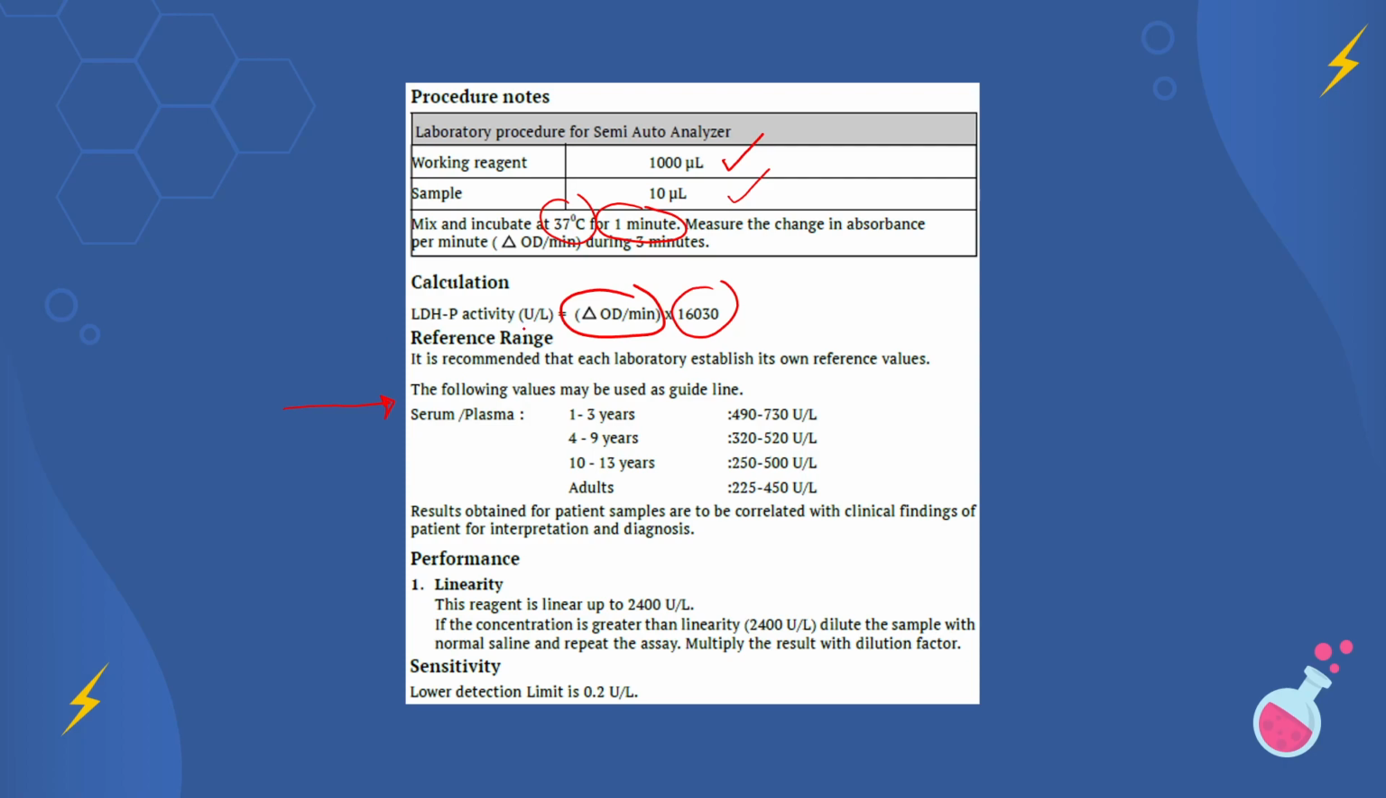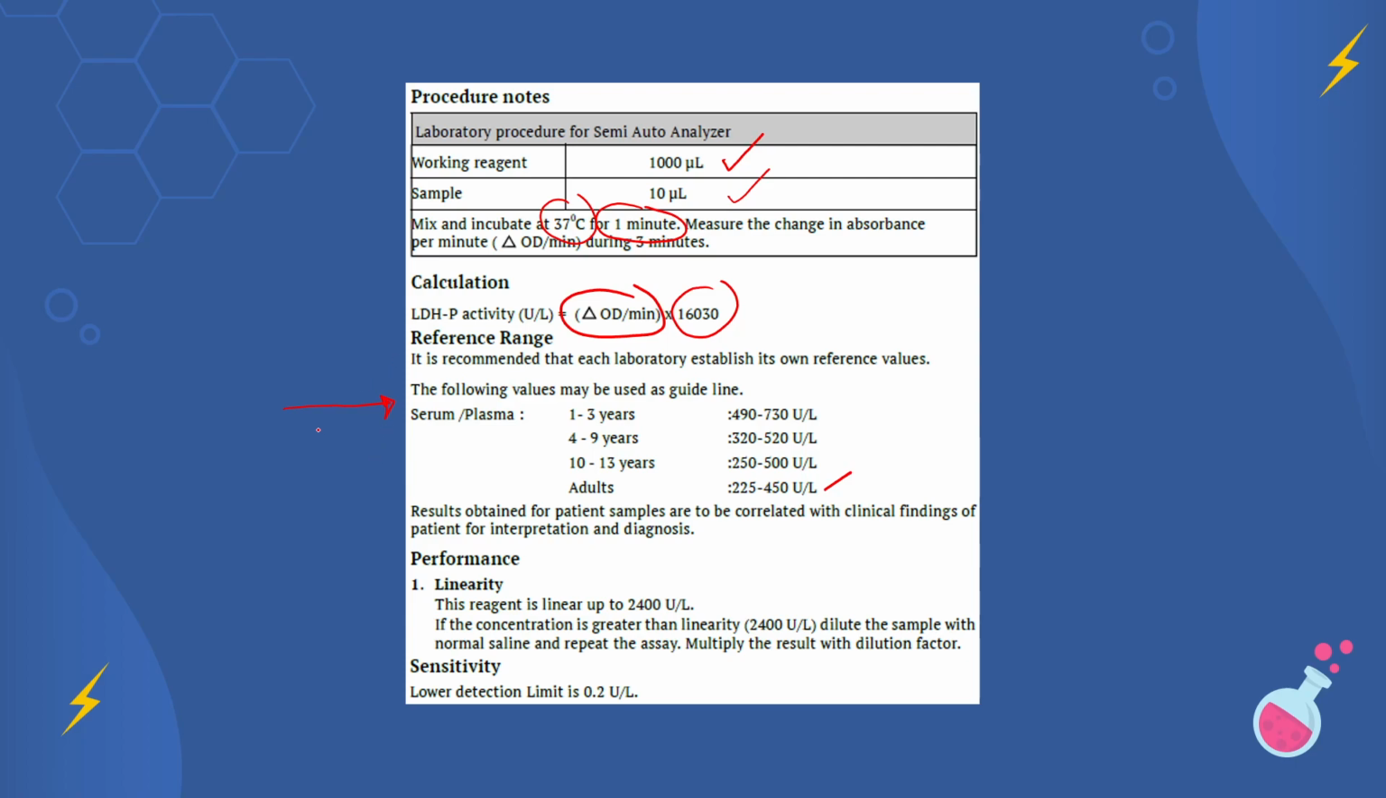Your LDH is age dependent because, of course, as we all know, when you are still young, your red blood cells are still developing, or basically all parts of our body are still developing, and thus there is a difference in the reference range for your lactate dehydrogenase. So for us adults, that is 225 to 450 U per liter.